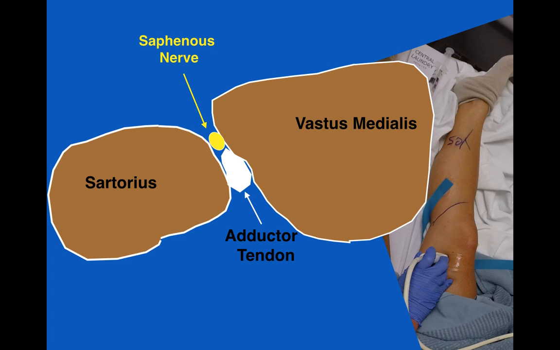This diagram represents the tissue plane immediately distal to the adductor canal that is bordered by the sartorius and vastus medialis muscles. At this level, the saphenous nerve lies in a tissue plane between the sartorius and vastus medialis muscles, but the nerve itself is usually not visible with ultrasound. The adductor tendon is commonly seen in this space and is often mistaken for the saphenous nerve.